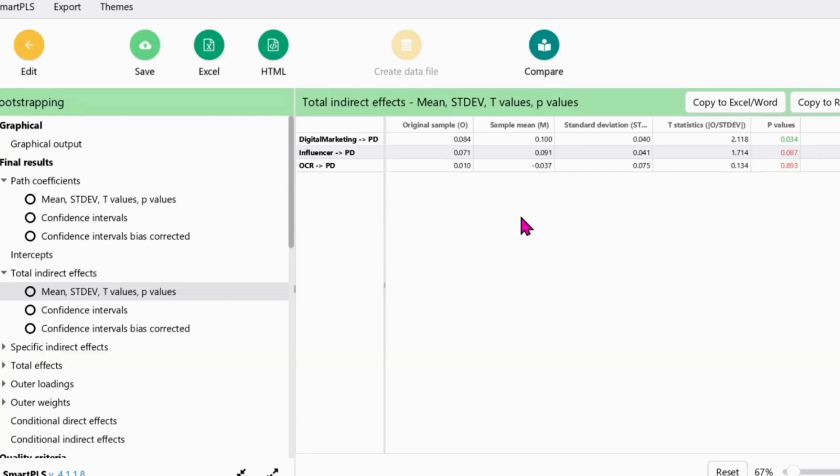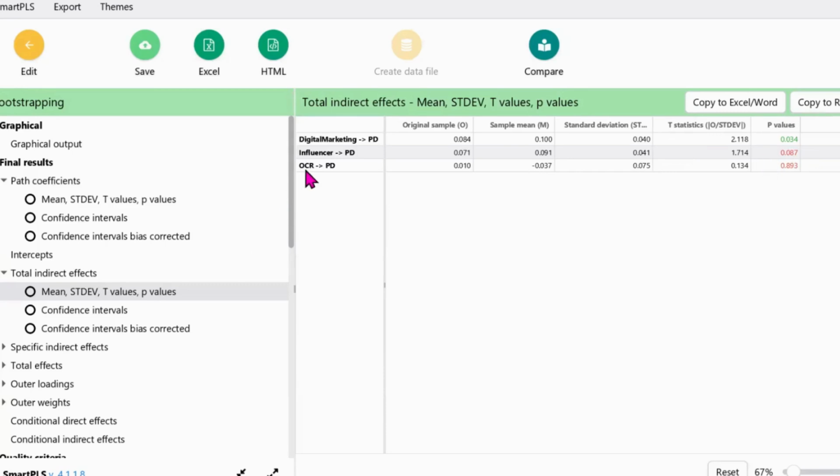Influencer does not significantly influence purchase decision through FOMO. The indirect effect is 0.071. The p-value is 0.087. This finding suggests that FOMO does not mediate the relationship between influencer and purchase decision.